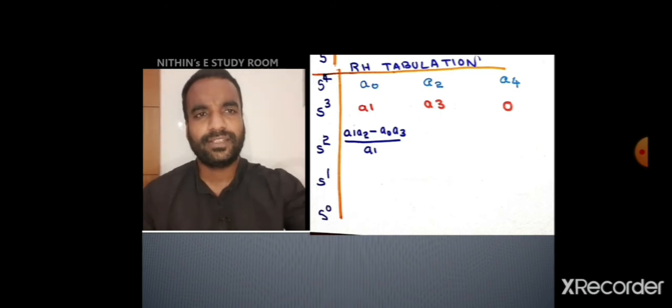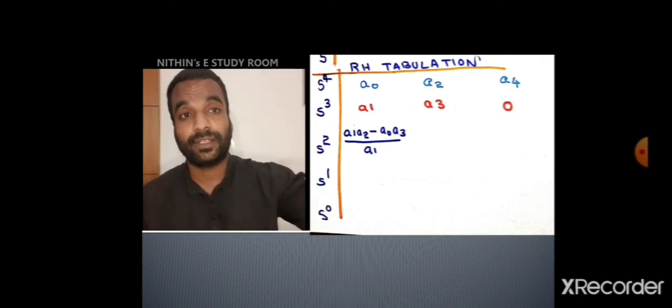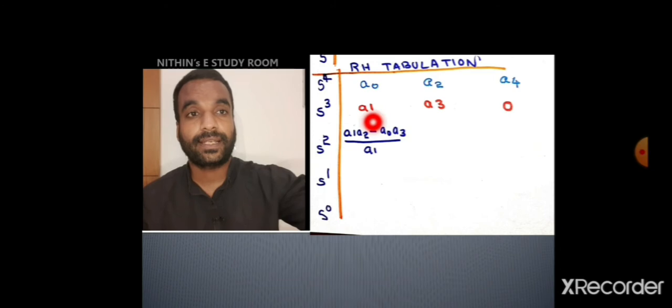We are going to find this position. So, do you have any guess? Again, start from the same point. Same point means again start from A1. But don't write A2, write A4. A1, A4 minus A0 into 0, all divided by the starting point A1.